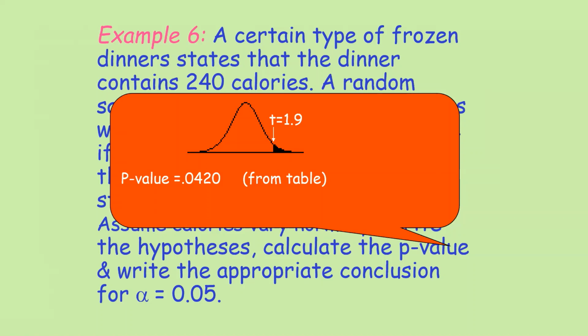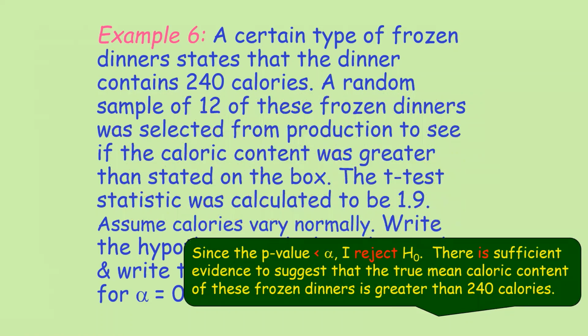So how do we write our conclusion statement? If p is low, reject H0. 0.04 is less than 0.05. So since p is less than alpha, I reject H0. There is sufficient evidence to suggest that the true mean caloric content of these frozen dinners is greater than 240.